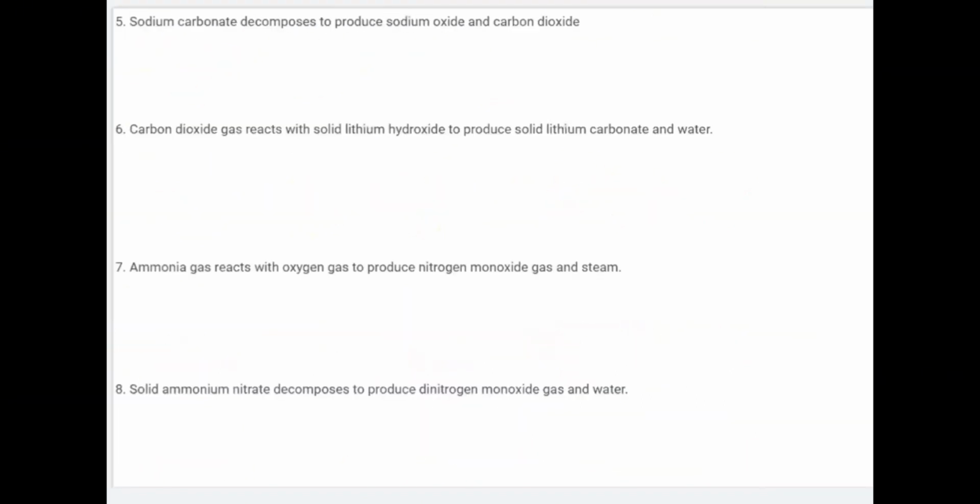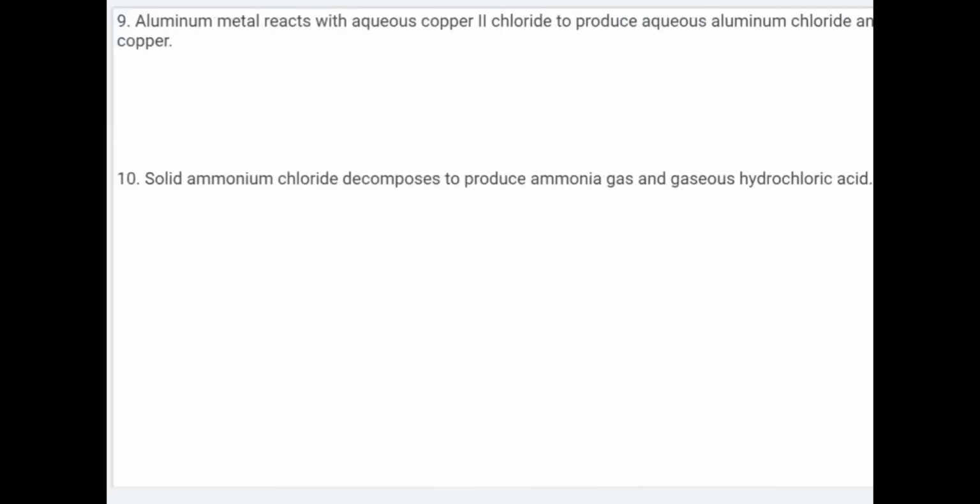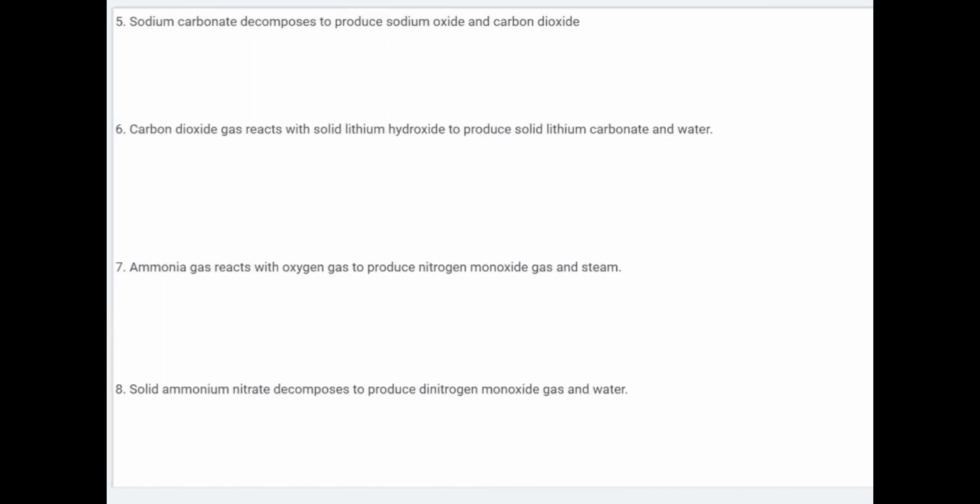All right, let's continue. We're going to do these, and I'll leave these two for you to try on your own. So this number 5 here says sodium carbonate. So that's Na2CO3 decomposes. So that's going to be a solid, decomposes. So put an arrow to produce sodium oxide, Na2O, and carbon dioxide. This is a gas. Sodium oxide, we can say solid.